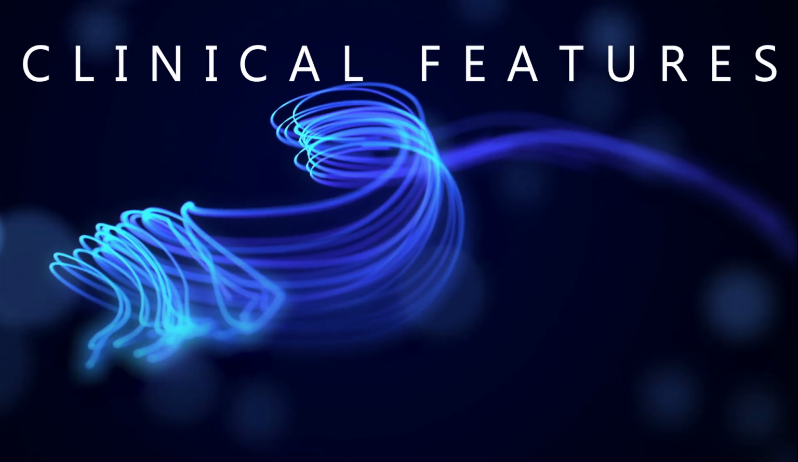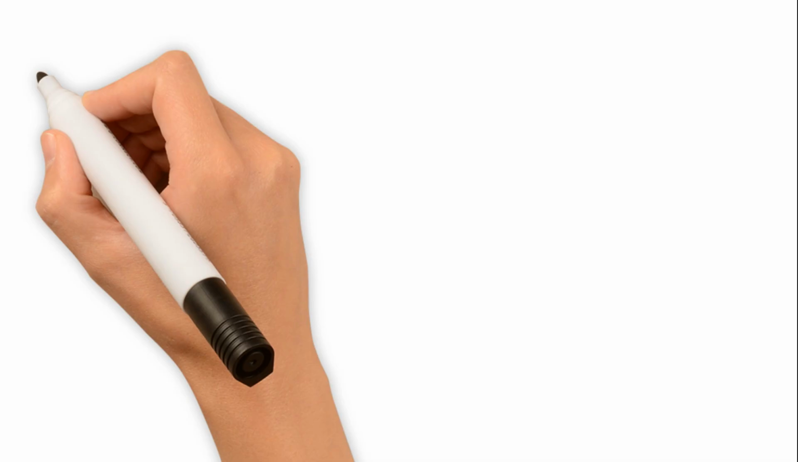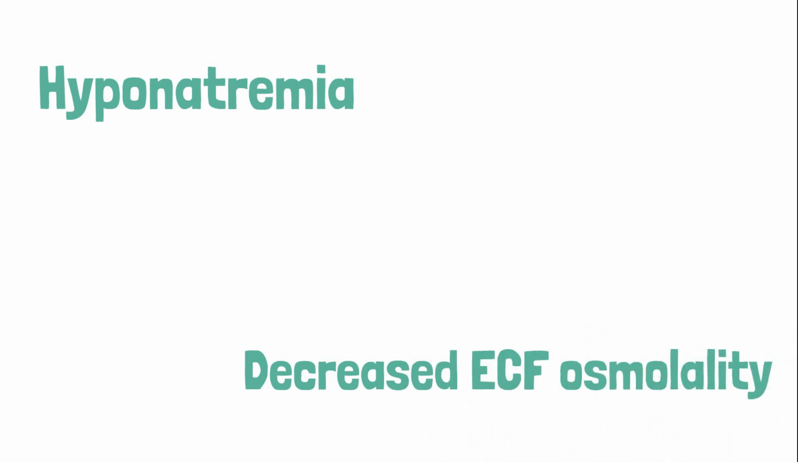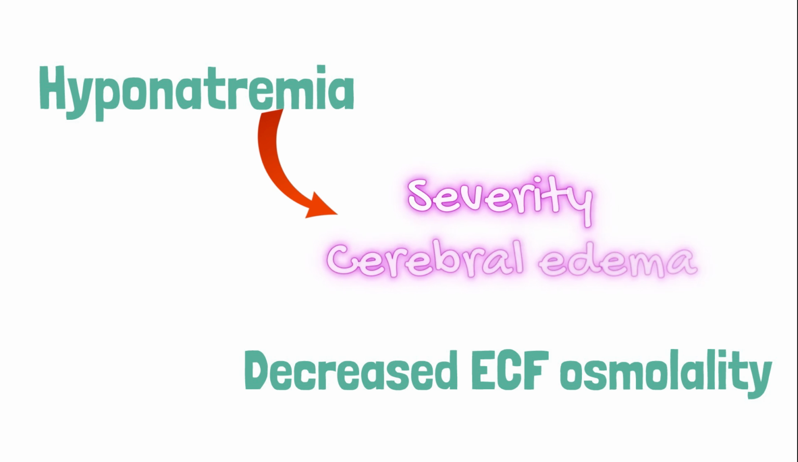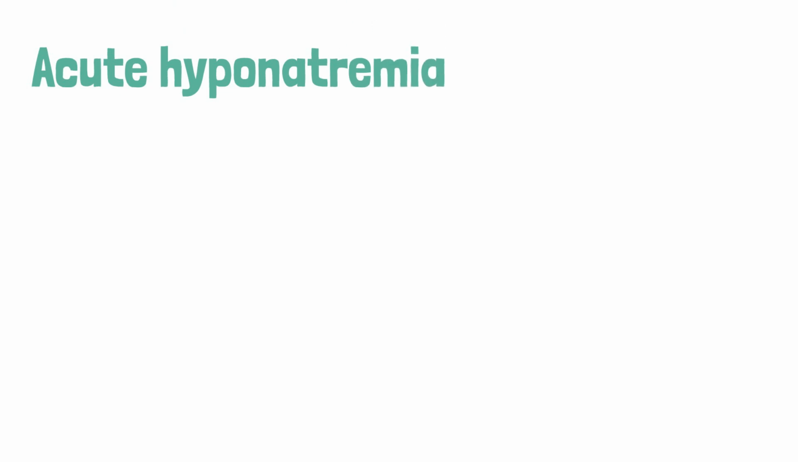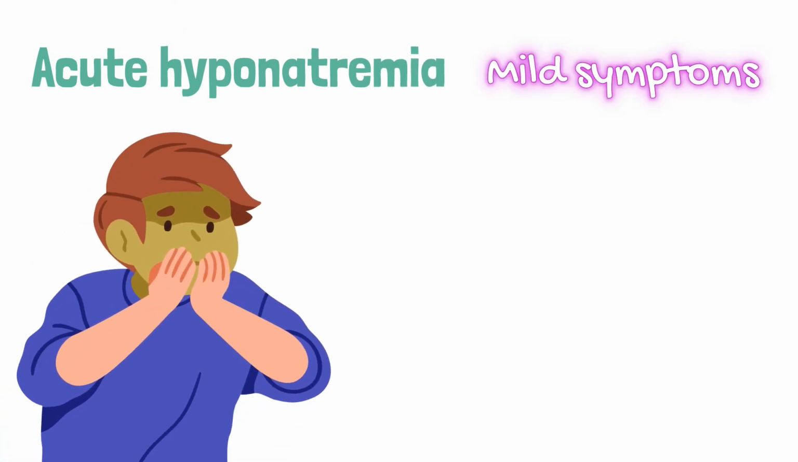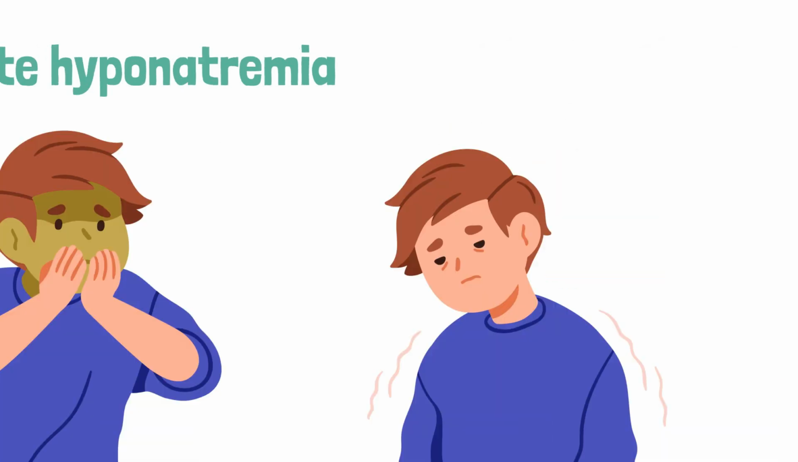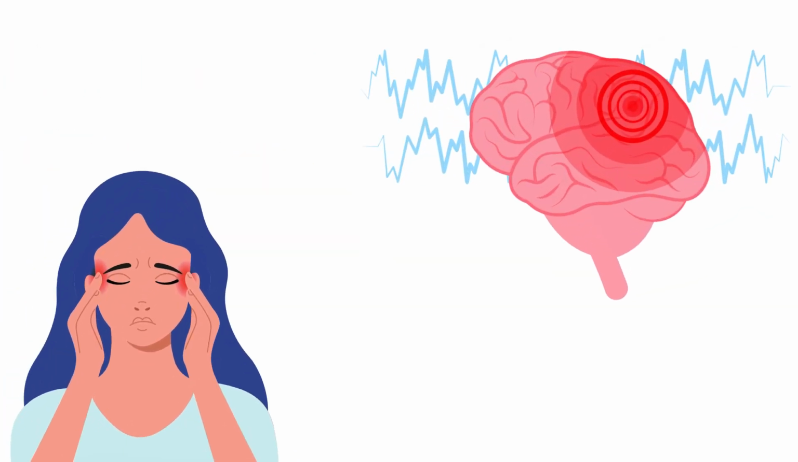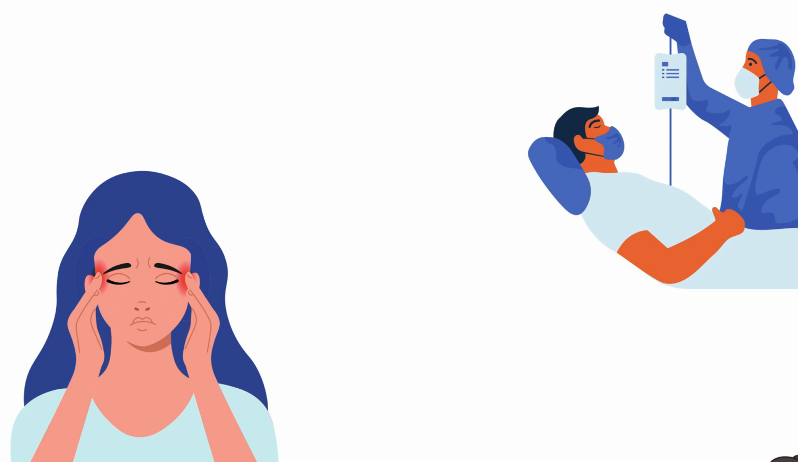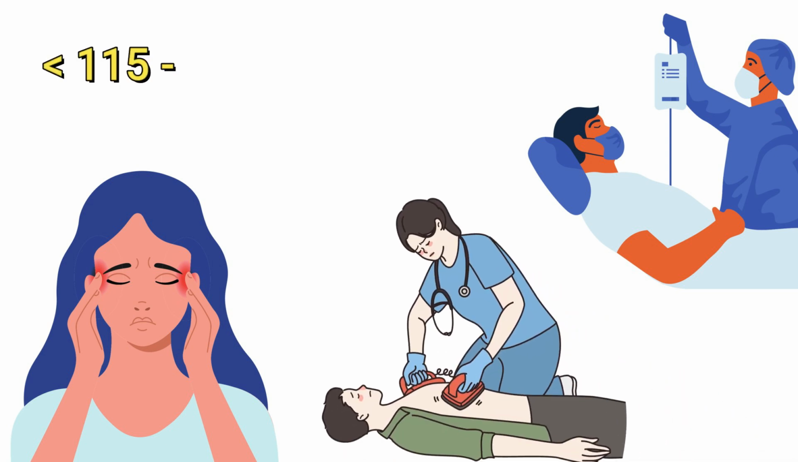Clinical manifestations of SIADH can be due to hyponatremia and decreased extracellular fluid osmolality. Signs and symptoms depend upon the rate and severity of hyponatremia and the degree of cerebral edema. The earliest clinical manifestations of acute hyponatremia include mild symptoms like nausea and malaise. This is seen when the serum sodium concentration falls below 125 to 130. Lower levels of sodium are associated with headache, obtundation, and seizures. Coma and respiratory arrest can also occur if the serum sodium level falls below 115 to 120.